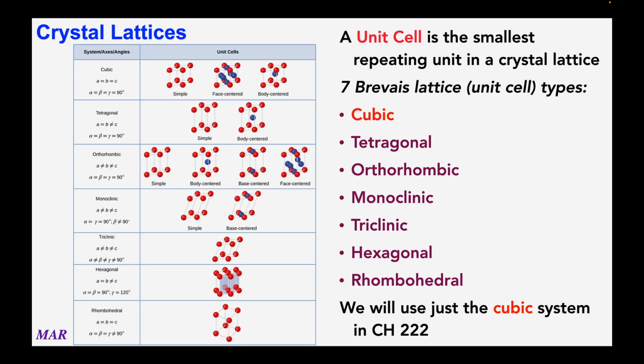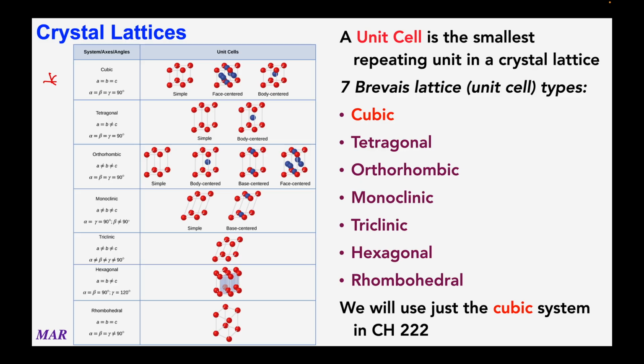Pretty cool. Unit cells in all of the world's known solids can be broken down into 7 types. They call them the Bravais lattices, or unit cell types. The names of them are there: cubic, tetragonal, orthorhombic, etc. In this class, we're only going to look at cubic unit cells. The different properties of all of them are listed there on the left, but if you look at the top one, that's the cubic unit cell.